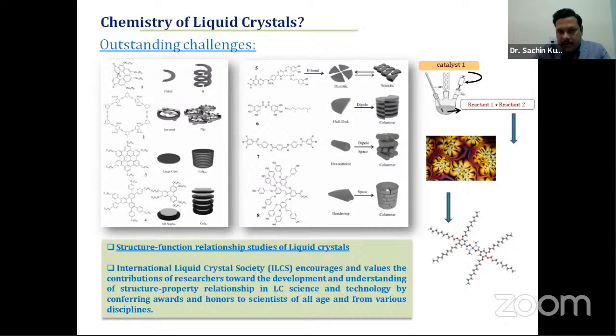Therefore, our international community, the International Liquid Crystal Society, ILCS, encourages and values the contributions of researchers who are working on structure-function relationship studies, who are observing new mesophase behavior, and who are designing molecules having different structural features and giving a particular mesophase behavior for device fabrication. So we can say it is an outstanding challenge to get a particular mesophase on a particular core, with a specific physical property according to the need of the scientific community and the devices.